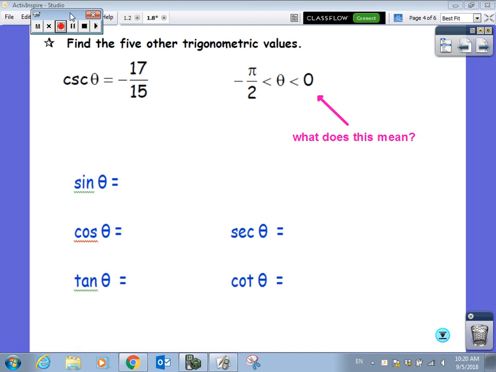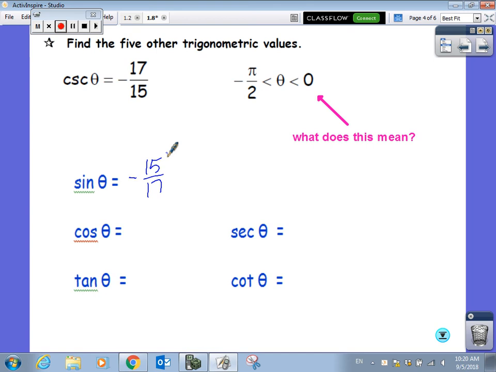Sine, because sine is the reciprocal of cosecant. So we can go right to flipping those, and we get negative 15 over 17. We don't even have to think about anything for that one, because we know the reciprocal of sine is cosecant, and then vice versa, the reciprocal of cosecant is sine. Now, for the rest, we do have to do a little bit of work.